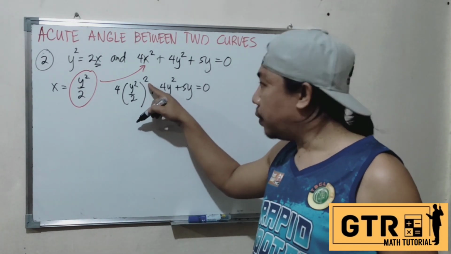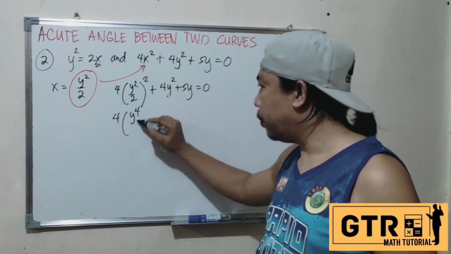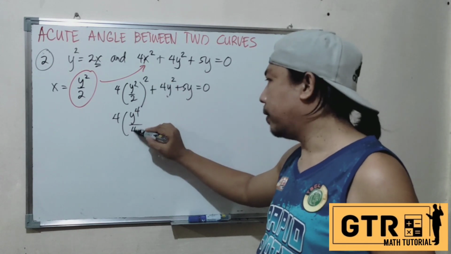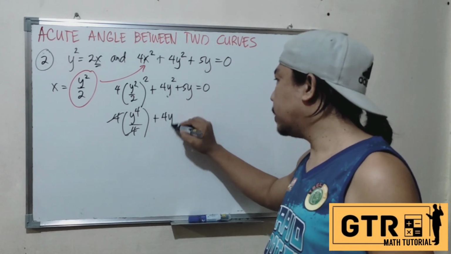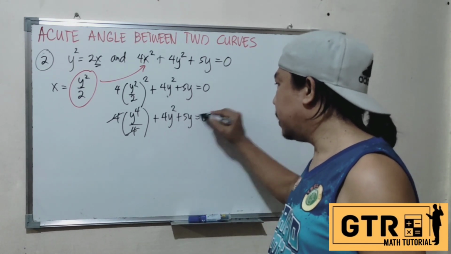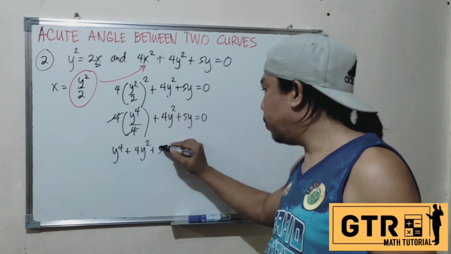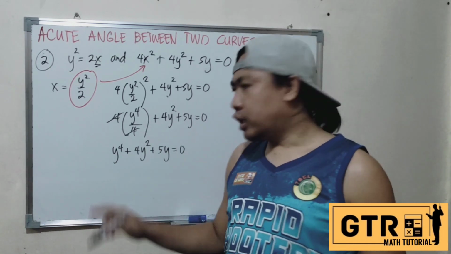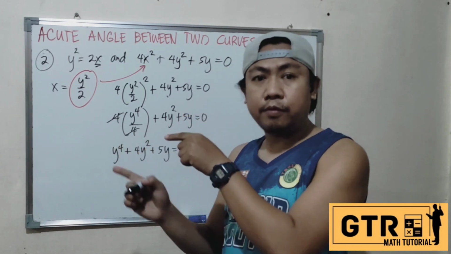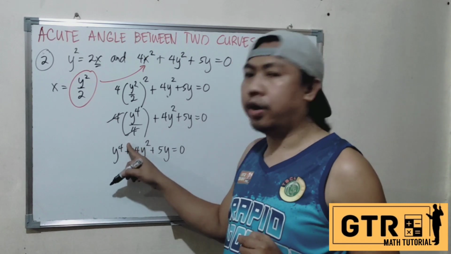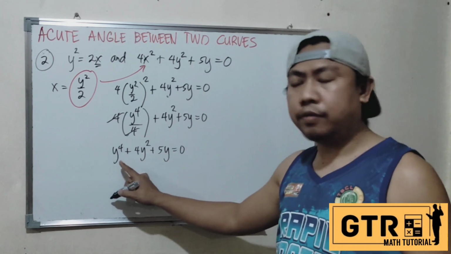So simplify, distribute the exponent. So we have 4 times y squared is squared. So just multiply the exponent. We have y to the 4th over 2 squared. So that is 4. So we can cancel 4 divided by 4. That is 1. Then just copy plus 4y squared plus 5y equals 0. So therefore we have y to the 4th plus 4y squared plus 5y equals 0. The degree of this function is 4th, so therefore the number of solutions is at most 4. Okay, so solve for the values or the roots of y.